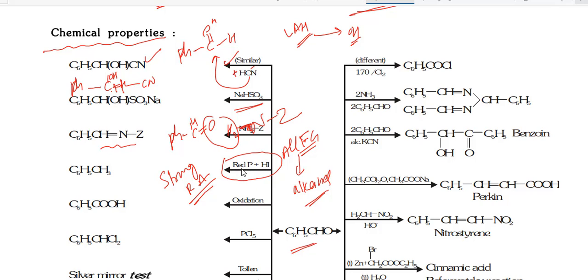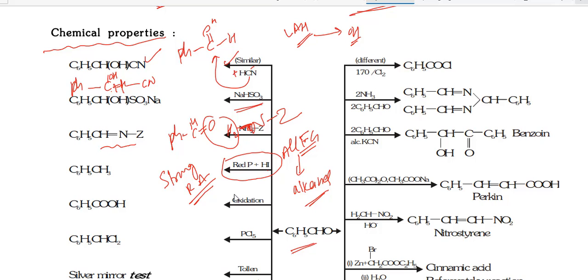Okay, Clemmensen reduction and Wolff-Kishner reduction are also present, but those are specific, only carbonyl compound to alkane, but this red phosphorus and HI converts almost all functional groups into alkanes.